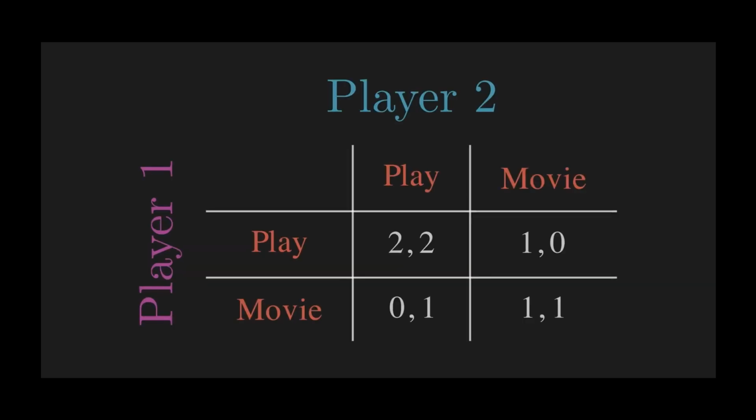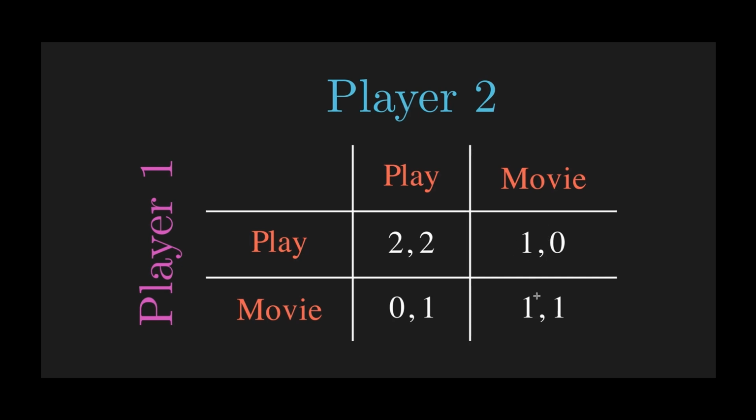Okay, so let's play another game. Let's say we've switched the preferences around a little bit. So again, we have a play and a movie, but we've changed the preferences. So we both like going to the same place. It's good when we are in the same location. But it turns out, I as player 1, I like going to the play a lot. If I go to the play, I get a payoff of 2, even if my date isn't there. So if my date is going to the movie, I get a payoff of 1, because I love going to the play.